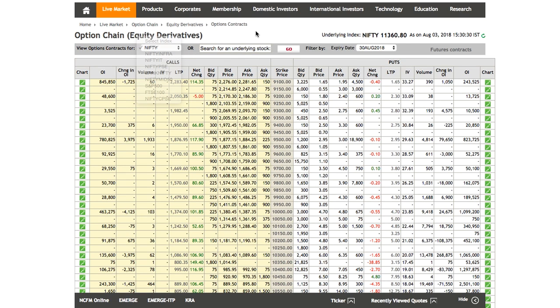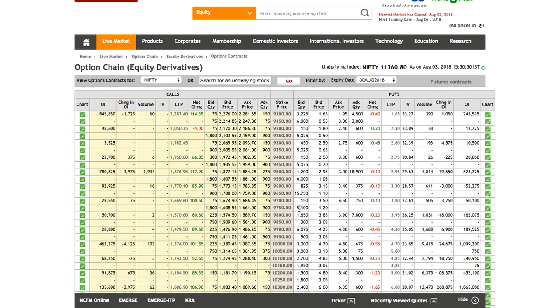And if you want to select the option chain for any stock, you can just type here and filter it down to looking at the option chain just for a specific stock. This here shows the expiry. Now let's look at this table. This table is divided into two main parts, the call side and the put side. And in between, we have strike prices.